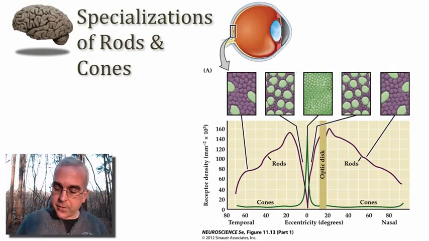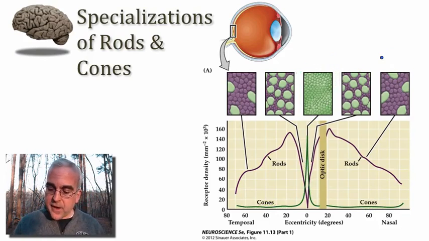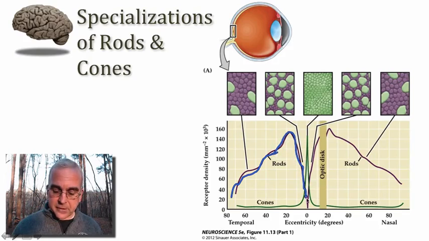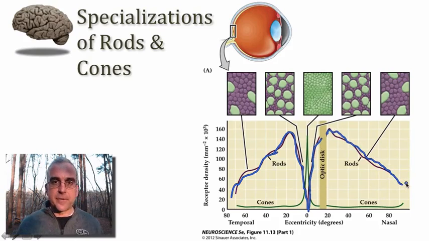Now contrast that with the rod system, and what we find is that the concentration of rods increases as we get near the center of the retina, but then it falls precipitously as we approach the fovea to a total area of exclusion. And then it rises again, only to trail off as we approach the peripheral parts of the retina, where the density of all photoreceptors begins to trail.